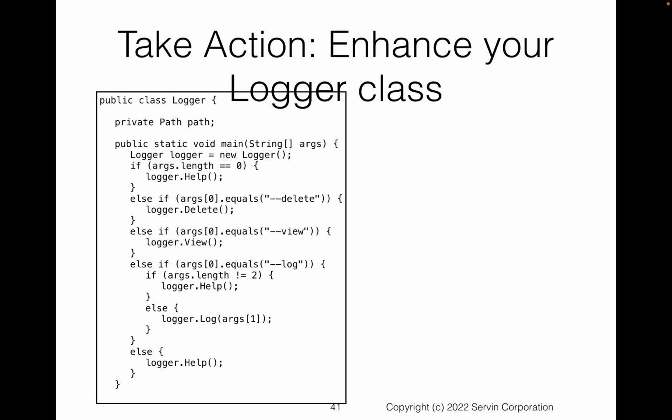We're expecting to have the command, which is --log, and we're expecting to have the message as the second argument. So if that is not true, if args.length does not equal 2, then we say logger.help. Else, if it did equal 2, then we're going to say logger.log, send in arguments of 1. We know the index goes 0 and 1, so we say args of 1 to pass that in. And else, the final else, if none of the above had worked, then we'll simply display the help.